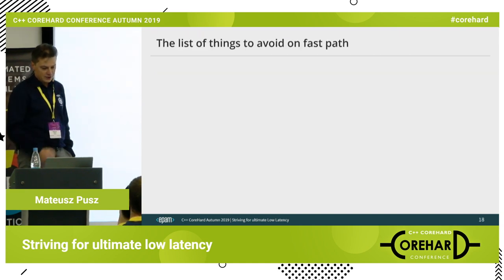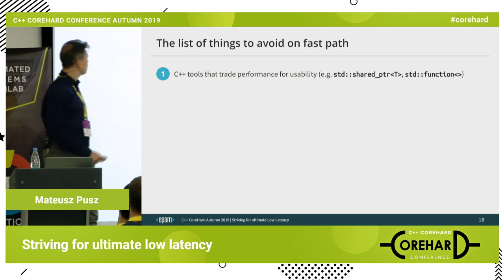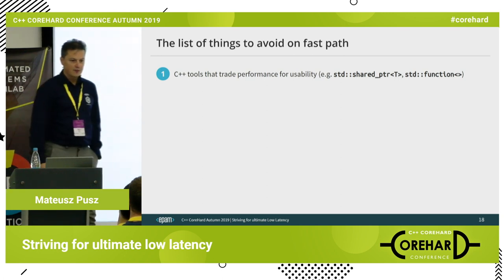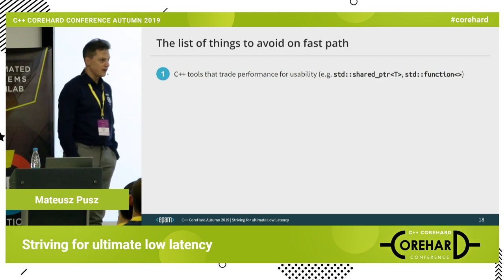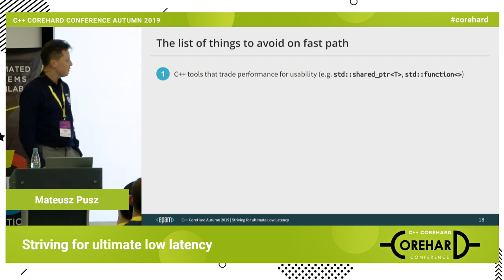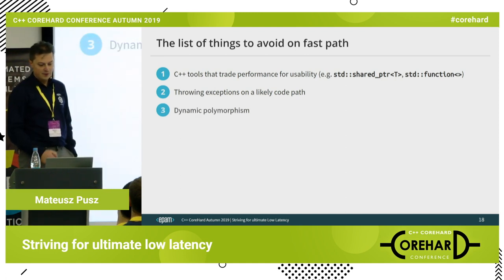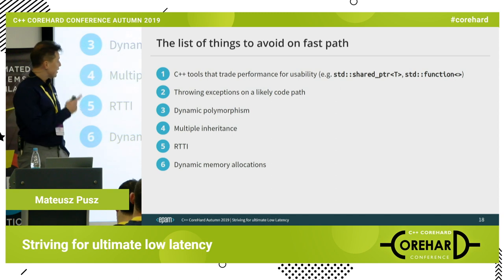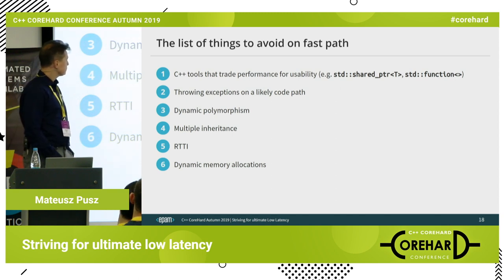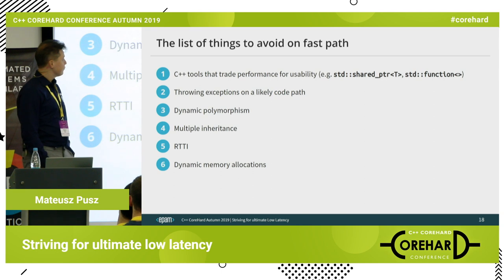So talking about how not to develop things on the fast path, there are a few things that you should not use. First of all, you shouldn't use tools that trade performance for usability. Such examples are std shared pointer or std function. I love std function for the slow path, but on the hot path, it has some cost. You shouldn't throw an exception on a likely code path, so on a hot one. You should not use dynamic polymorphism, multiple inheritance, RTTI, dynamic memory allocations, and we'll be talking about those a bit more on the next slides. These are the things to limit in your code on the fast path.